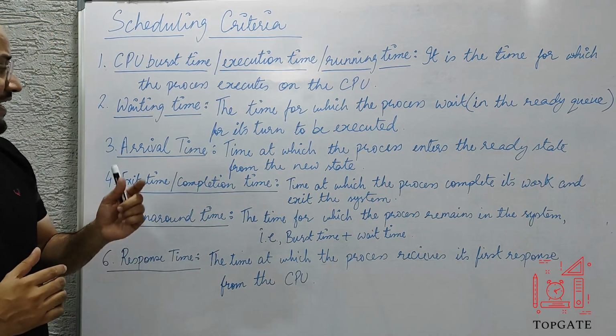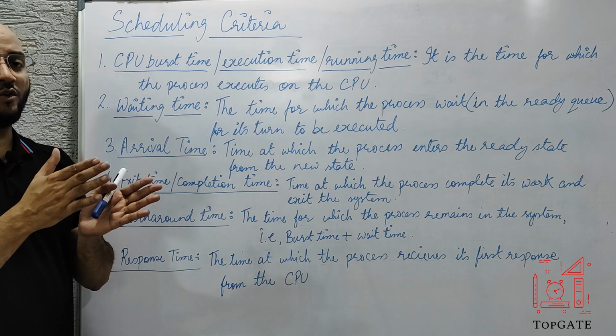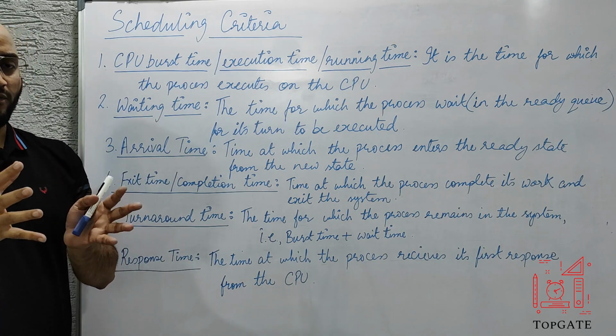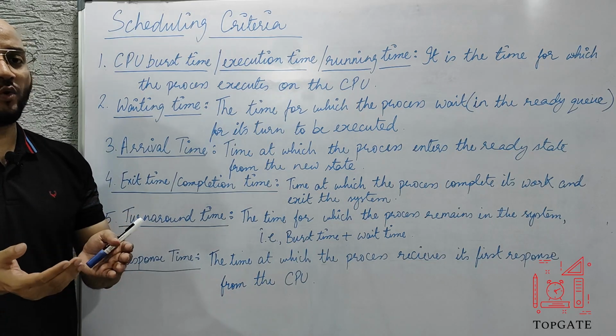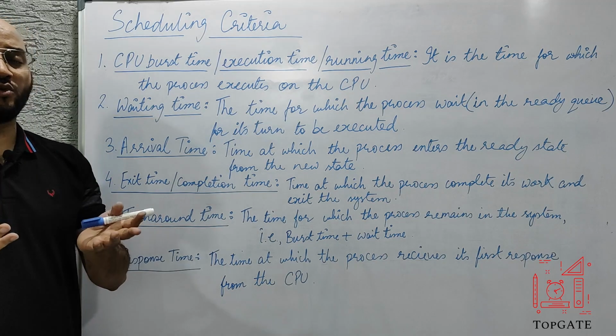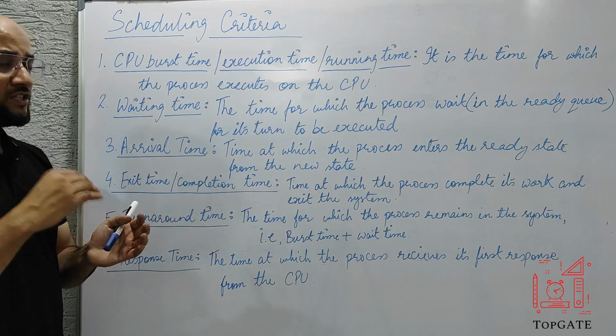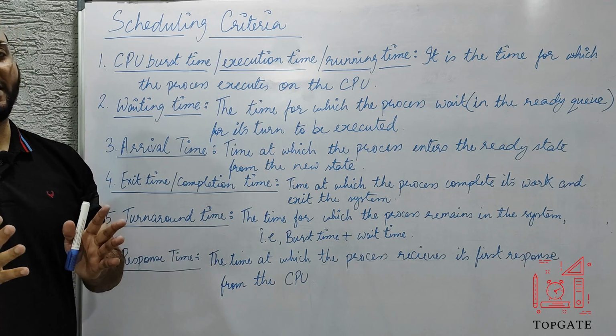Fine. So this is called the arrival time. That is when the process migrates from the new state to the ready state. When the process comes, it goes to the new state, and in the new state it is trying to acquire the resources for its completion. As soon as its resource requirement is completed, it tells the OS that now I am ready to begin the execution. I have acquired all my resources.